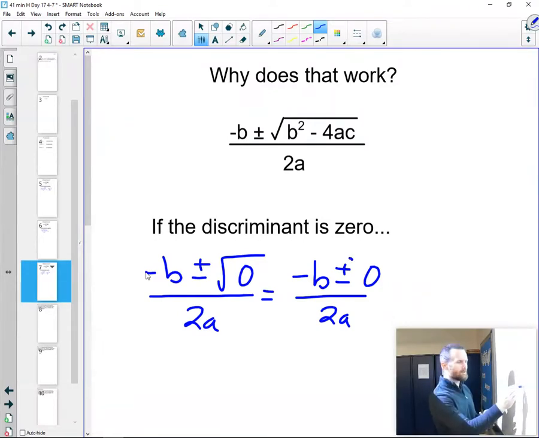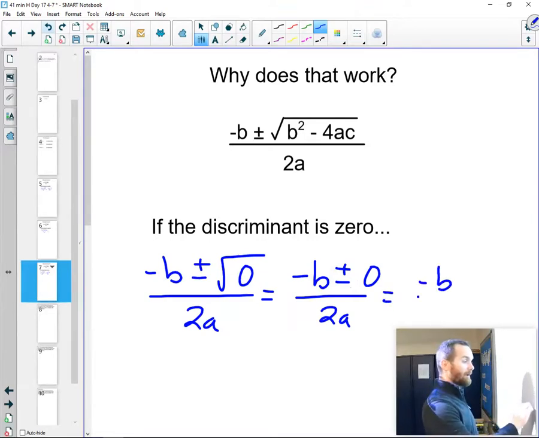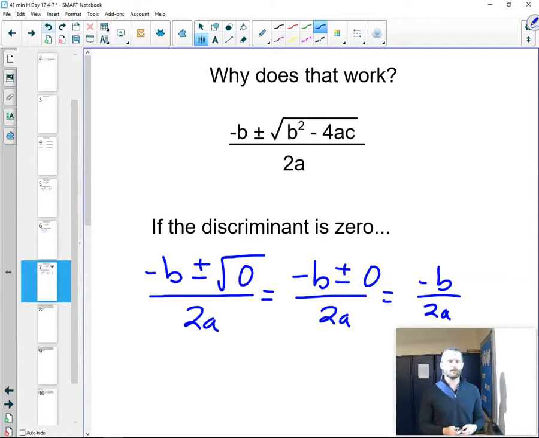And that makes sense because even though we're adding and subtracting, whether we add 0 or subtract 0, we still end up with the same answer. It's just going to be negative b over 2a, whatever that comes out to for this problem. So there's only going to be one real solution because adding 0 and subtracting 0 gives us the same thing.